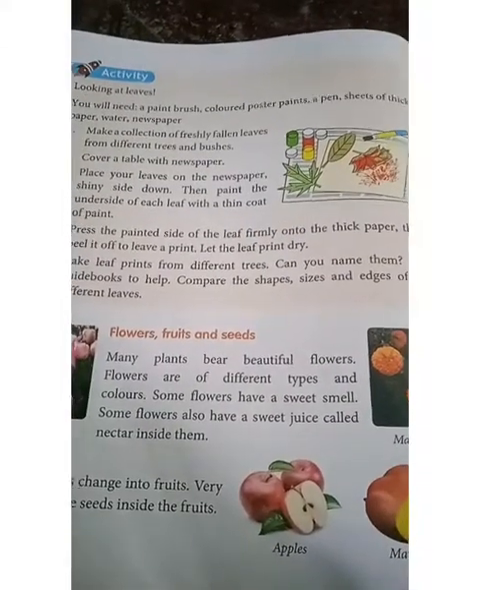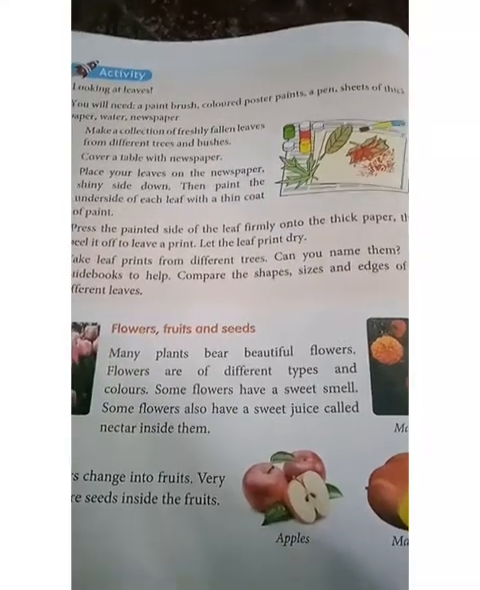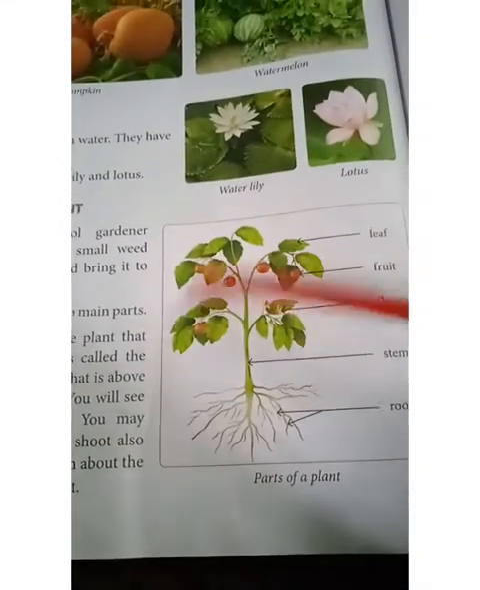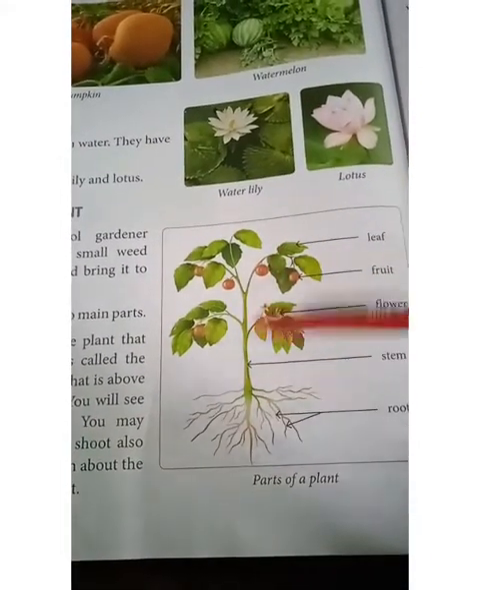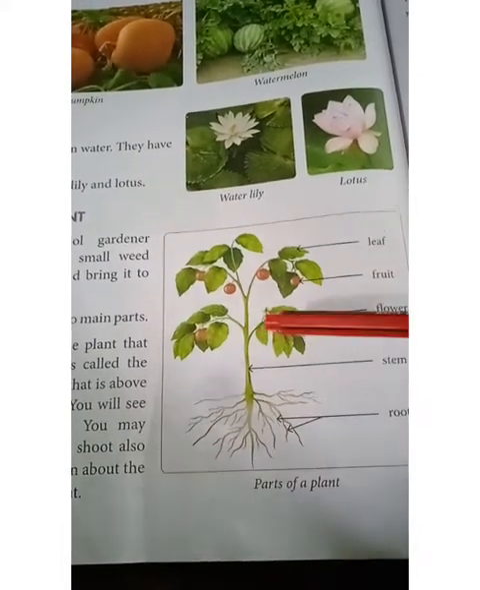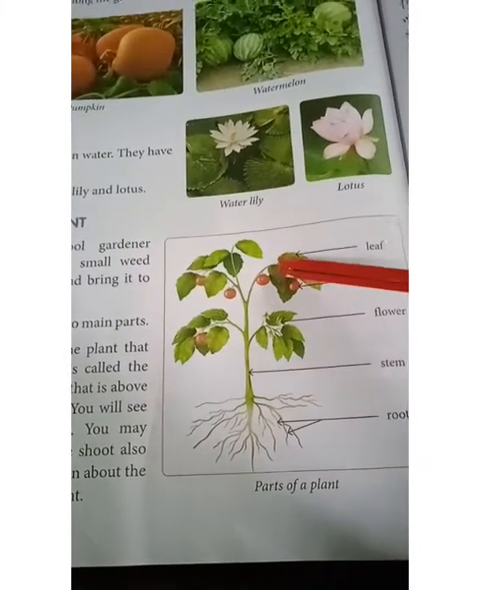Once again, all of you listen. These are the parts of plants. There are two parts of your plants. This is the root part. This is your shoot part.